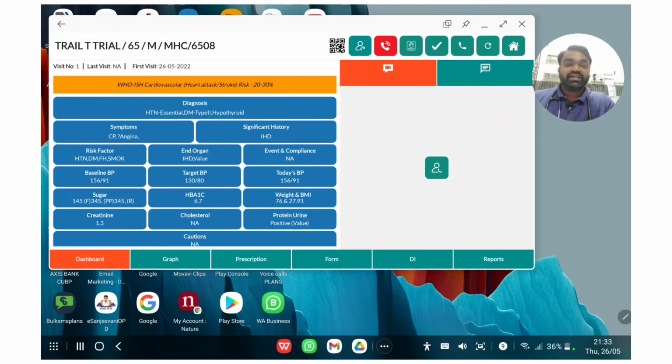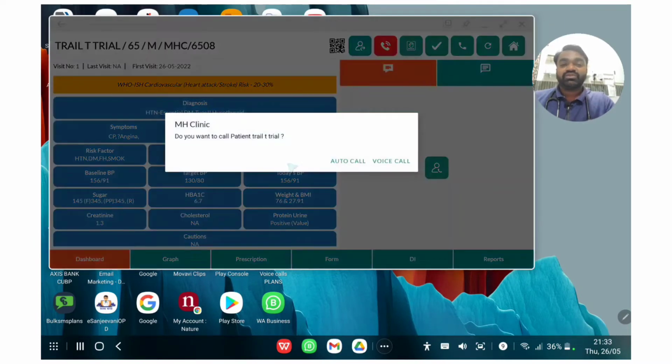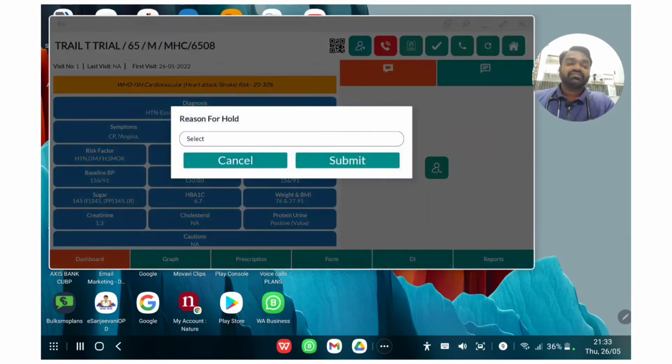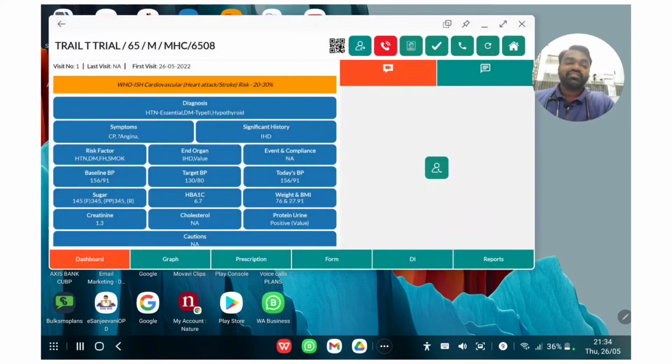If the patient is at a distance and you want to call the patient, this is the call patient icon. If you click on this, the patient's mobile number will appear. Let me show you. This is, do you want to call the patient. If you want to give a voice call or auto call, that call will go. This is simply refresh, and this is home. As we have not done anything else and the appointment has not been finished, if we click home, it will ask for the holding reason, and you will have to follow that.